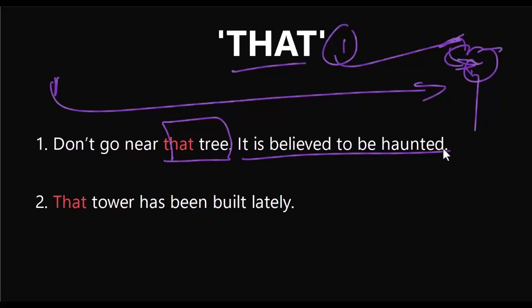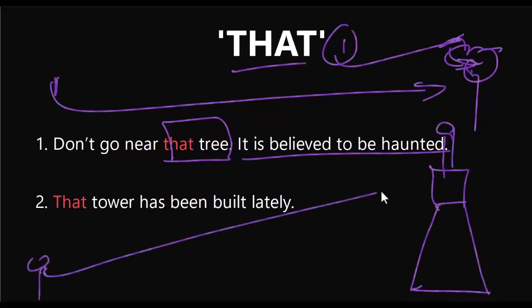Second example. The tower has been built lately. There's a tower which is in my sight, but it's quite far away. And I'm telling you, that tower has been built lately. That tower, that what? The tower. Notice all these demonstrative adjectives have a noun after them. And that's the noun they modify in a sentence. They'll always have a noun right next to them.